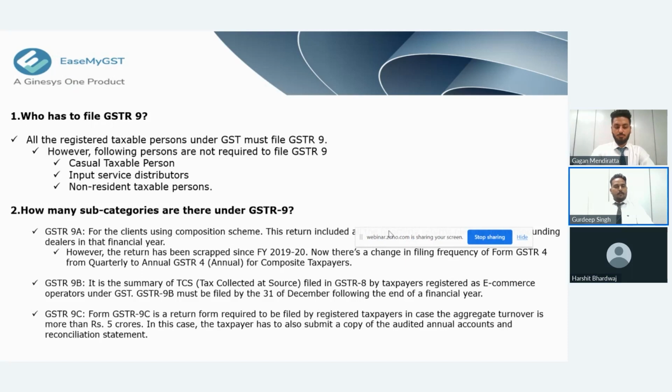GSTR 9C is all about the return form required to be filed by a registered taxpayer in case the aggregate turnover is more than 5 crore. As I already showed you the process by EaseMyGST. In this case, the taxpayer has to also submit a copy of the audited annual accounts and reconciliation statements. So we will go with the third question. Just a second, guys.